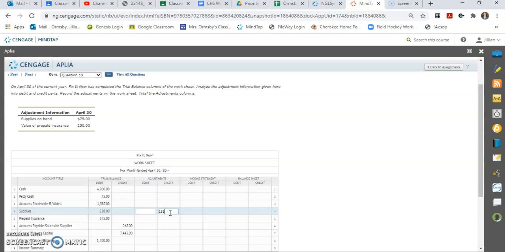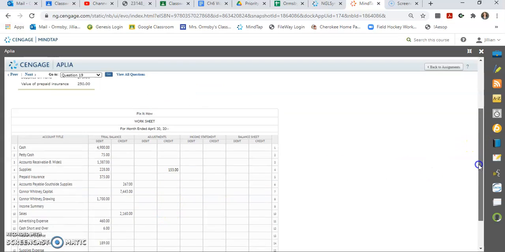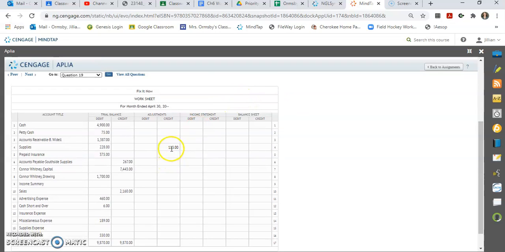Why? Because crediting an account that has a normal balance of a debit will make that account go down. And ultimately, when we subtract 228 minus 153, that will leave us with $75 left in supplies for the next fiscal period, okay? So we have a credit, but we also need a debit to go with our credit. So supplies is credited, supplies expense is debited, okay?